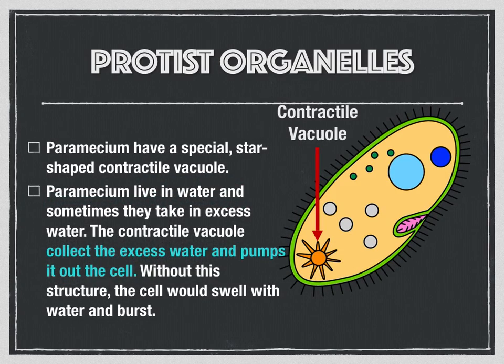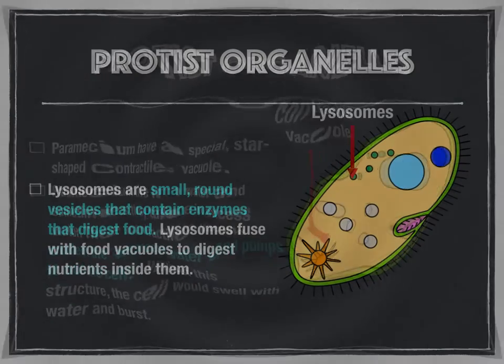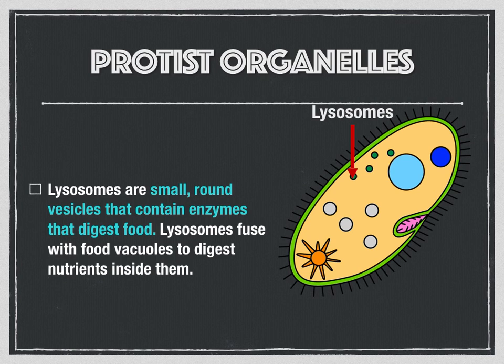Paramecium have a special star-shaped contractile vacuole. Paramecium live in water, and sometimes they take in excess water. The contractile vacuole collects the excess water and pumps it out of the cell. Without this structure, the cell would swell with water and burst. Lysosomes are small, round vessels that contain enzymes that digest food. Lysosomes fuse with food vacuoles to digest nutrients inside them.